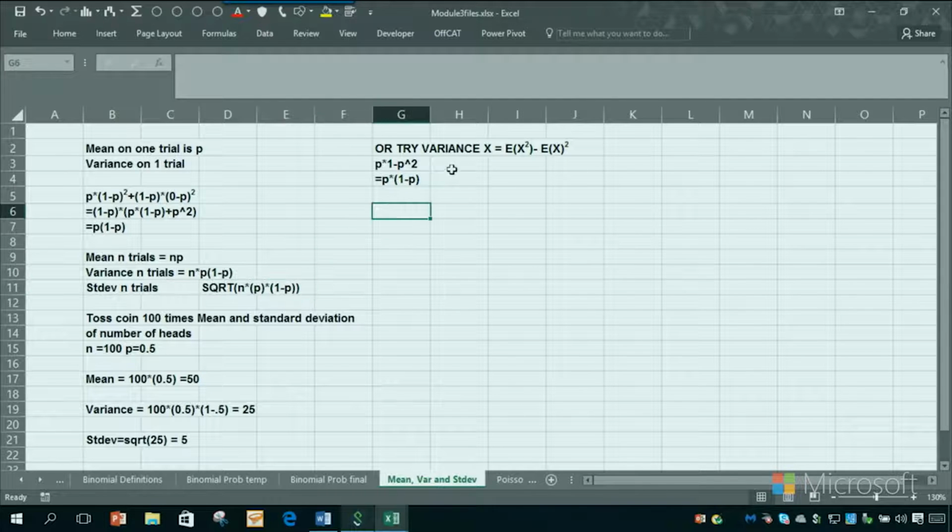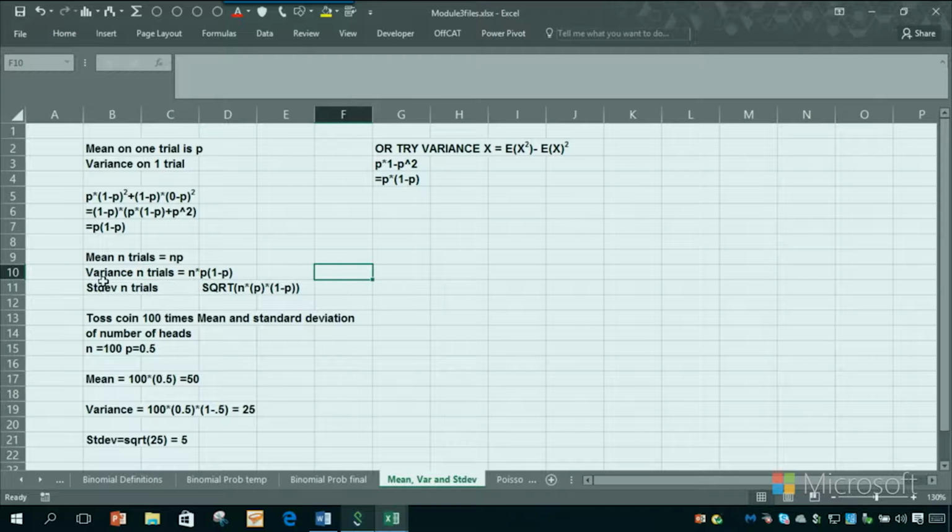Perhaps an easier way to get the variance on one trial is to use our formula. The variance of a random variable is the expected value of the random variable squared minus the mean squared. Because what's the expected value of the number of successes on one trial? Well, with probability p, you get one success and 1 squared is 1. So the expected value of x squared is just p. And what's the mean squared? It's p squared. So you have p minus p squared, the same thing. Okay, so again, the variance on n trials will be n times the probability of success times 1 minus the probability of success. And the standard deviation is the square root of that.